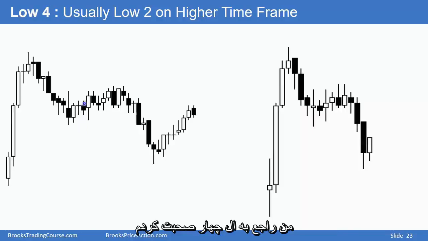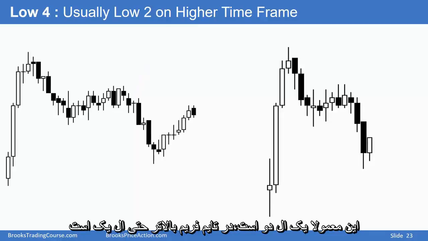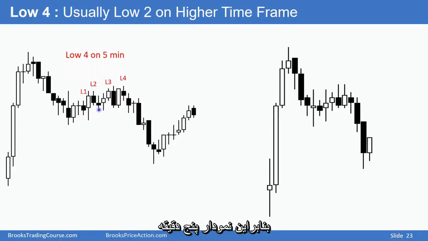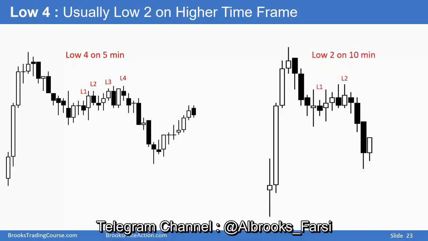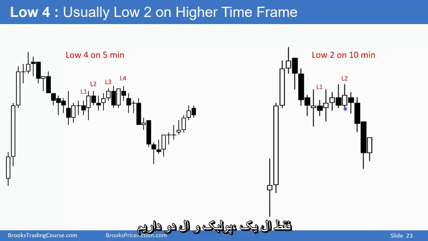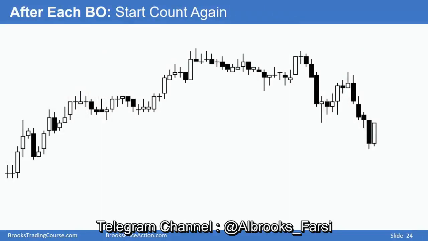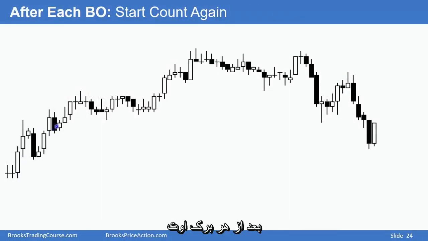I talked about a low 4, 1, 2, 3, 4. On a higher time frame chart, it's usually a low 2. And if you go to a high enough time frame chart, it's a low 1. So a 5-minute chart, low 1, low 2, low 3, low 4. On a 10-minute chart, it's just low 1, pullback, low 2. Complex corrections like this are usually simple corrections on a higher time frame. After each breakout, you start the count over again.